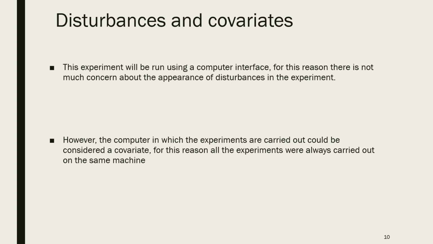This experiment will be run using a computer interface. For this reason, there is not much concern about the appearance of disturbances in the experiment. However, the computer on which the experiments are carried out could be considered a covariate. For this reason, all the experiments were always carried out on the same machine.